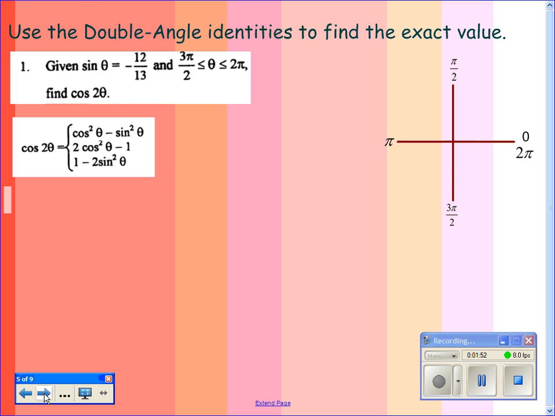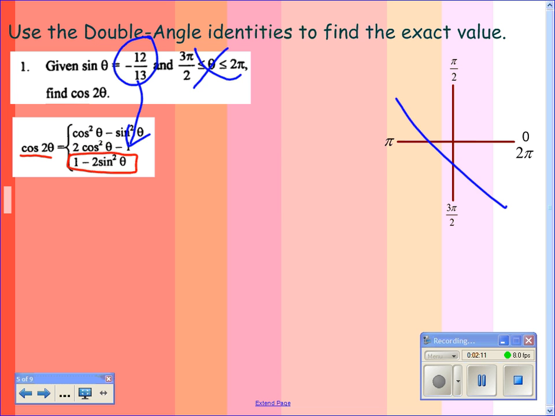Notice the identities that we have. We have one that specifically only uses sine. That would be the bottom one. So we can simply plug negative 12/13 into that formula. We really don't even need to draw a triangle this time on our coordinate plane.